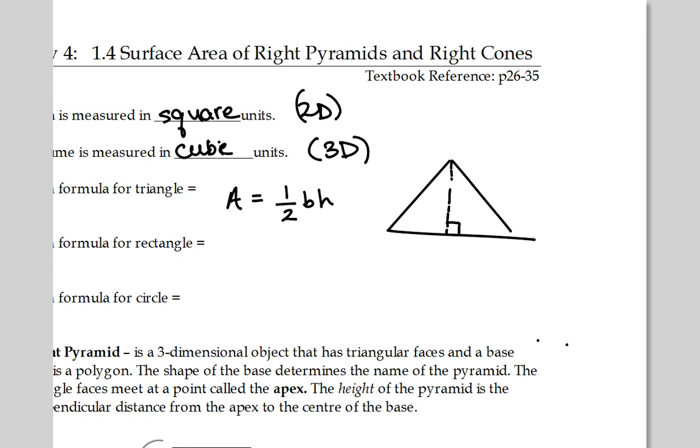Okay, so what you can do is you can put the little h beside the vertical height. This guy here. That's h. And then this distance across, that's called the base.